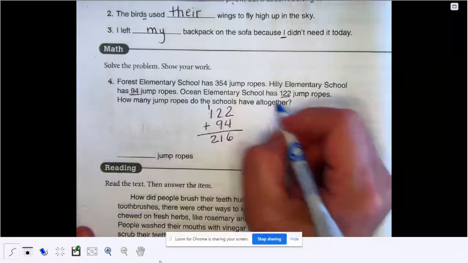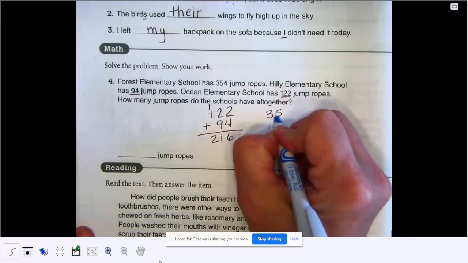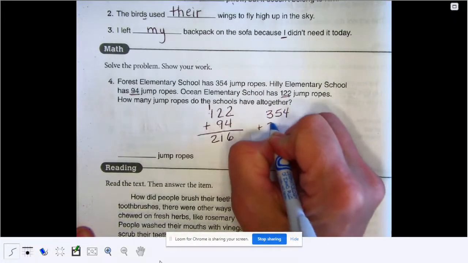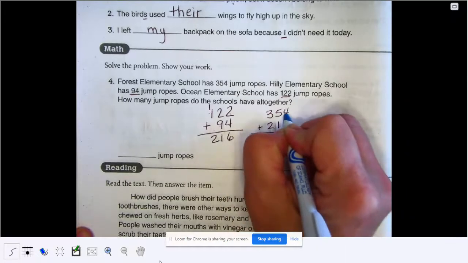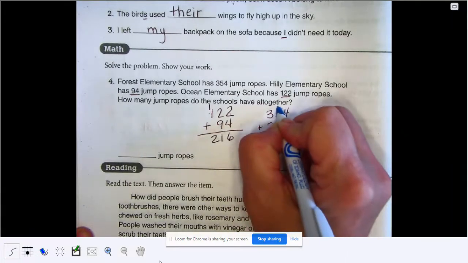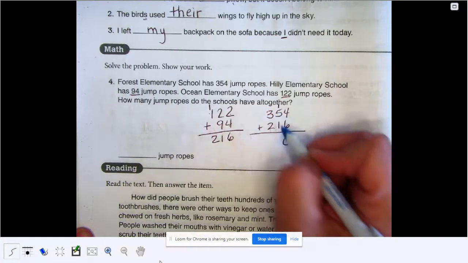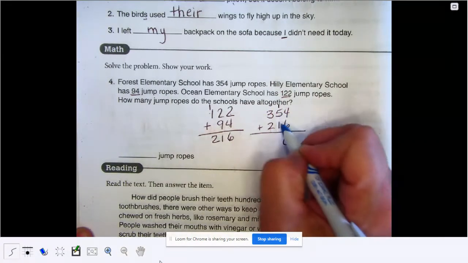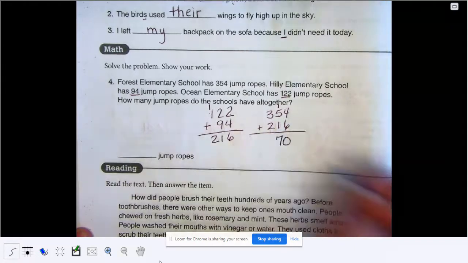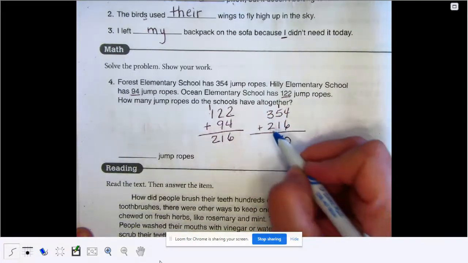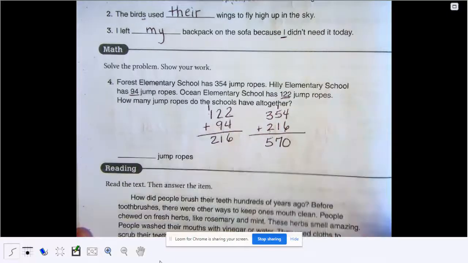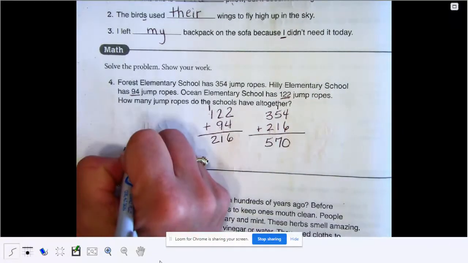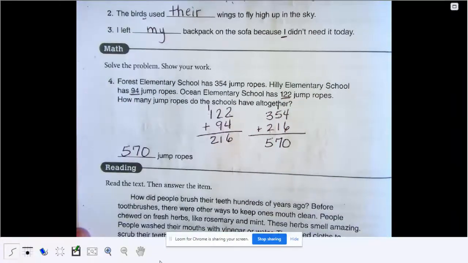And now we have to add it to that school. 354 plus 216. 4 plus 6 is 10. Carry 1. 1 plus 5 plus 1 is 7. This is 1 ten plus 5 tens plus 1 ten is 7 tens. 300 plus 200 is 500. So they have 570 jump ropes all together.